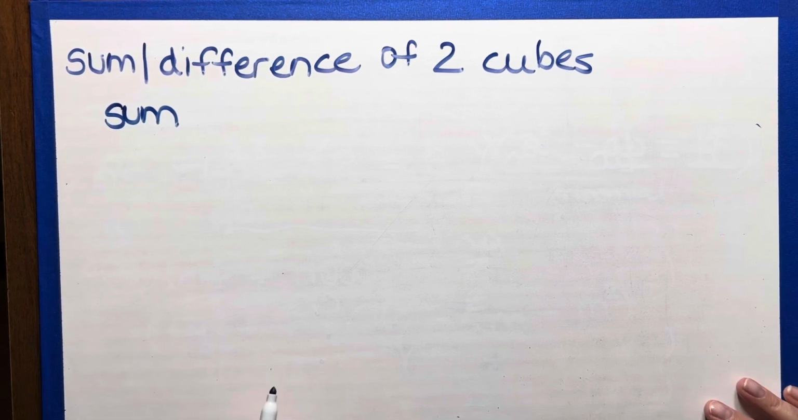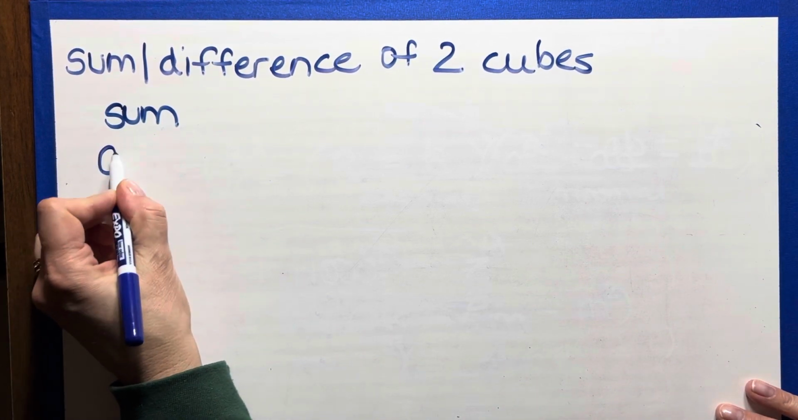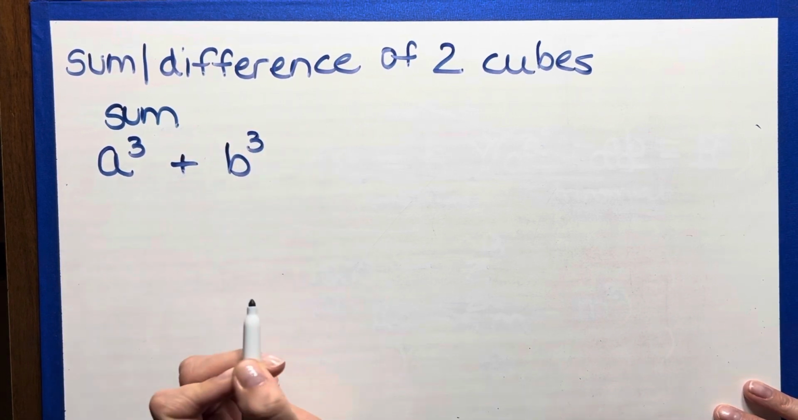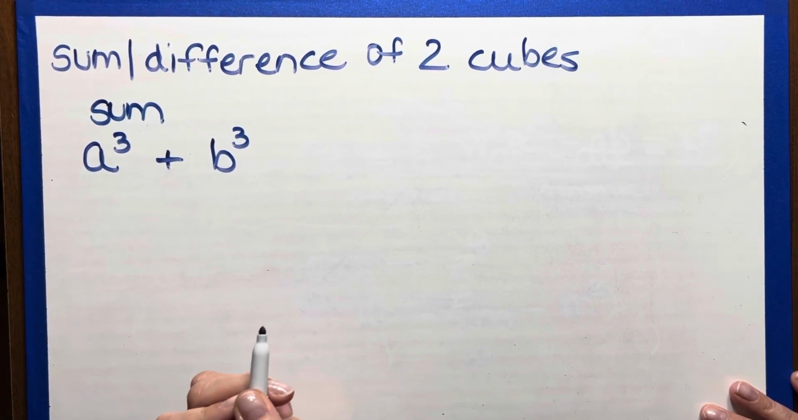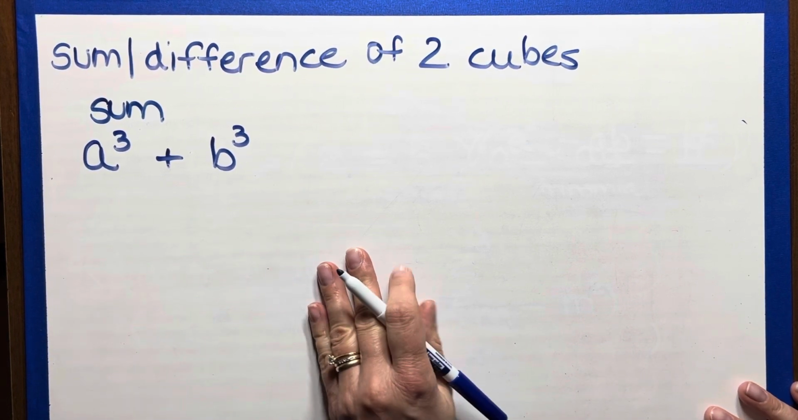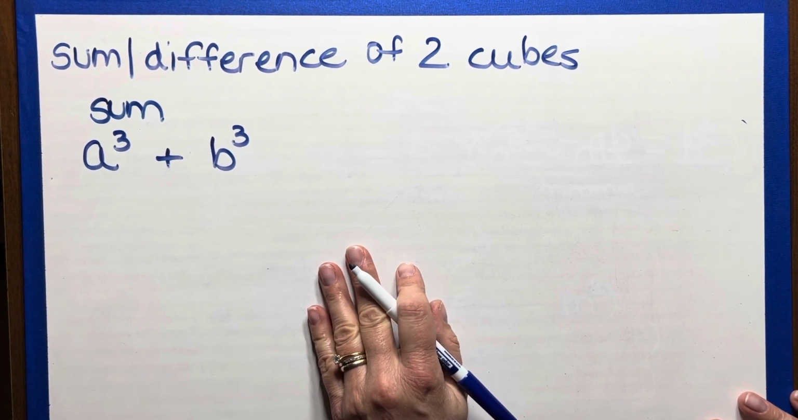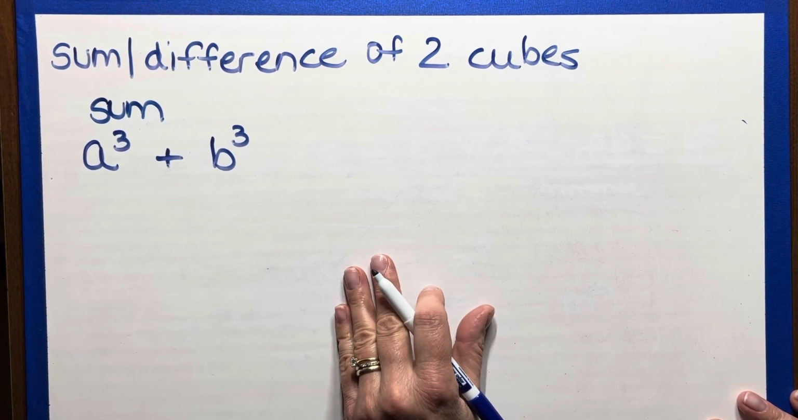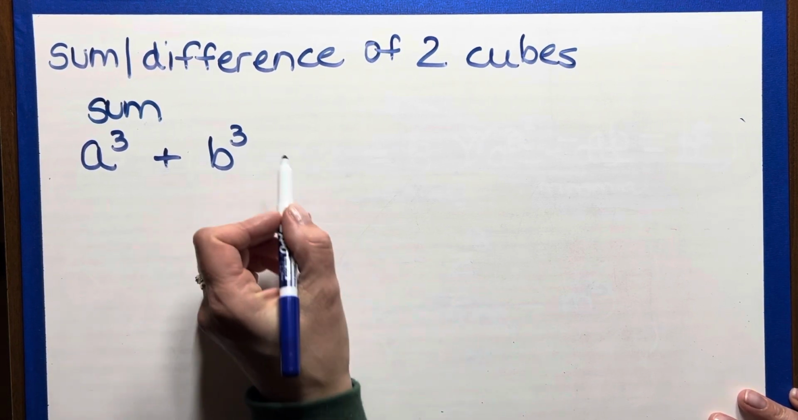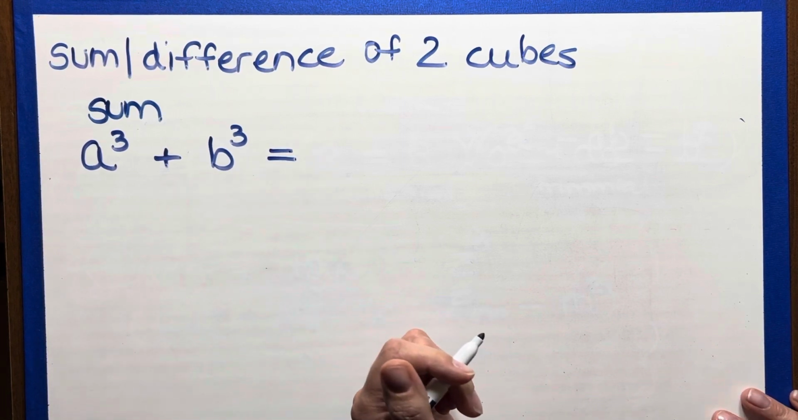So let's start off today with the sum of two cubes, which looks like this: a to the third plus b to the third. Now, if you remember earlier with factoring, you've probably done a difference of two squares. When we get to the cubes, both for the sum and the difference, you will find that there is a pattern, and you will use the same pattern every single time, which makes the factoring of these so much simpler.